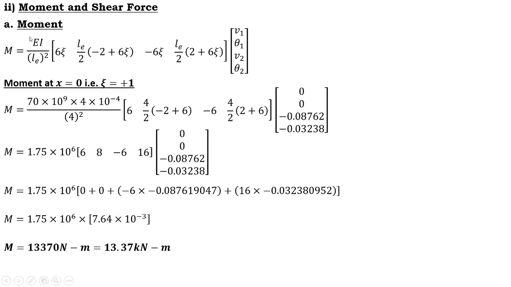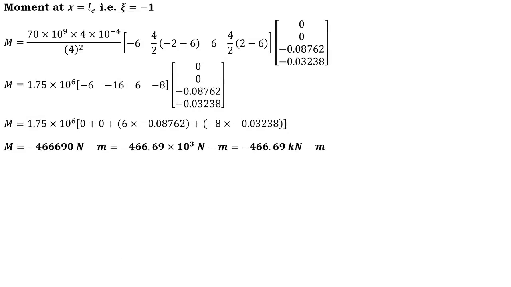Therefore I need to substitute the values of EI divided by Le square. That is what I have done. Wherever zeta appears in this matrix, I need to substitute plus 1. When I substitute plus 1, I'll get these values. Then the displacement, I already know: v1 and theta 1 are both 0 because it's a fixed end. v2 and theta 2 we have just calculated in the previous slide, so I am going to substitute them here. After simplification, I get the moment, which is 13.37 kilonewton meter. So this is the moment at the free end.